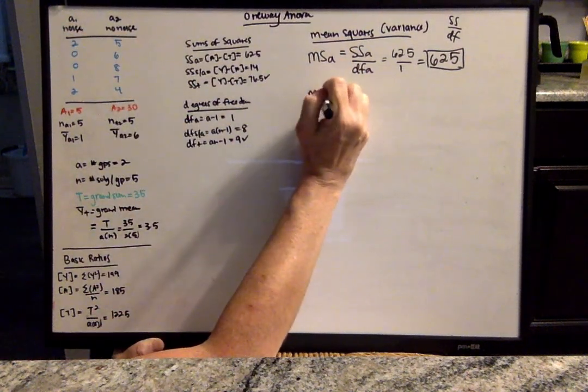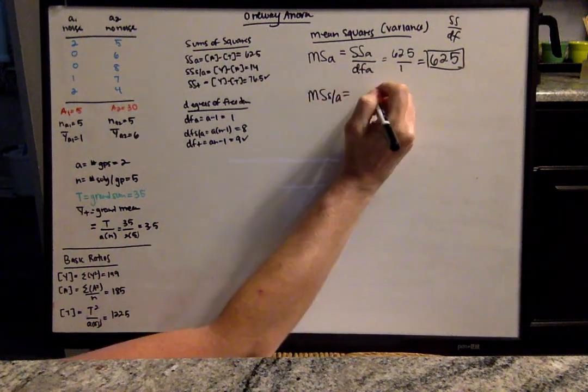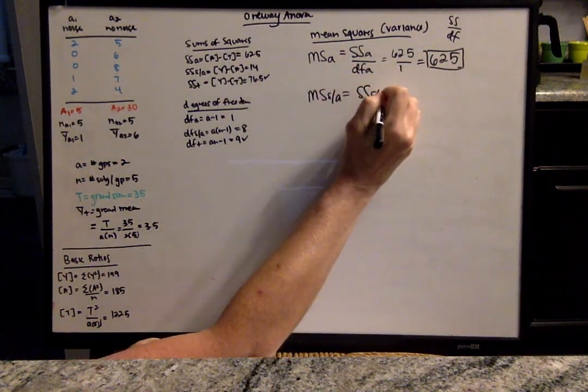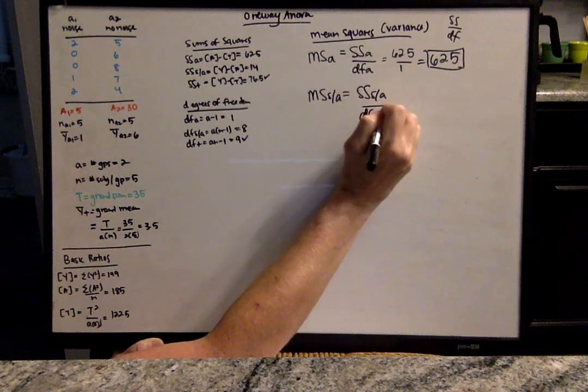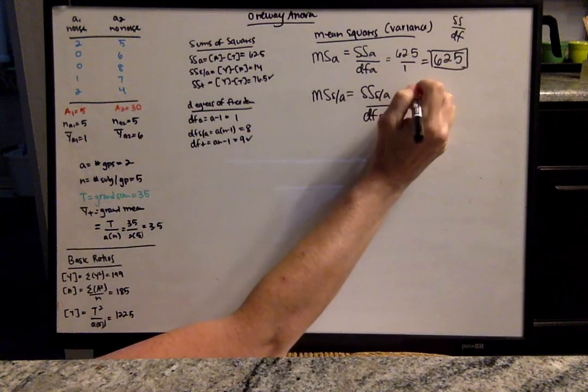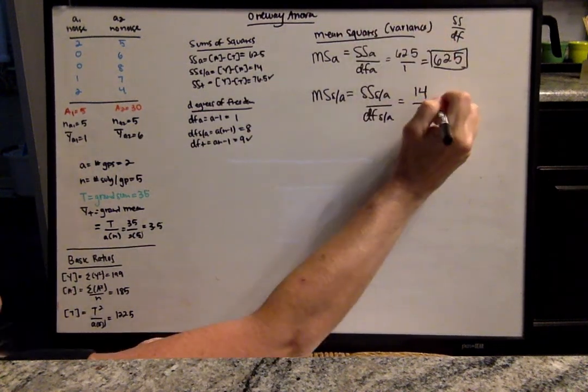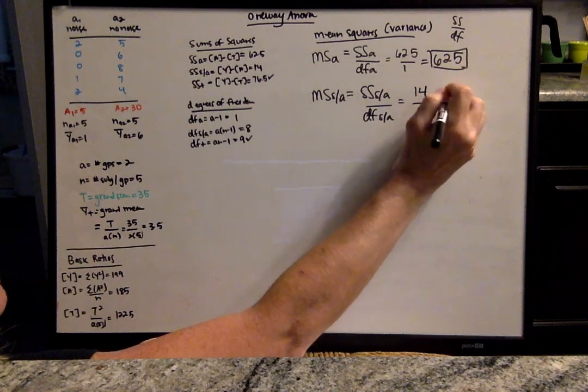Our next mean square is our mean square S over A. We're going to do the same thing we did up here. We take our sum of squares S over A and divide it by our degrees of freedom S over A. So in this problem, we've got 14 divided by 8, and that equals 1.75.